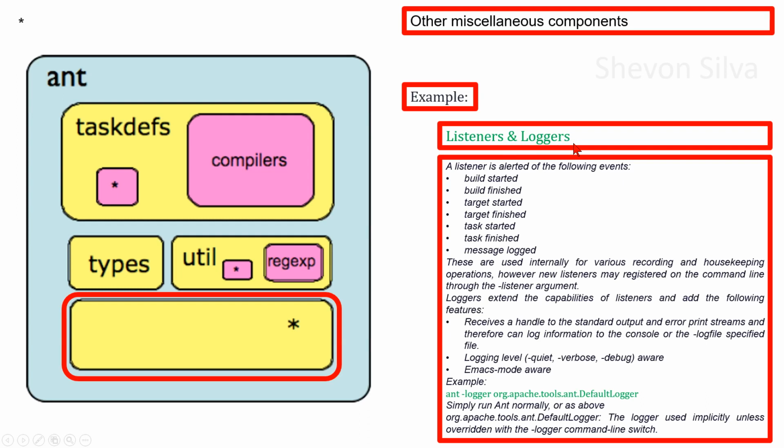Loggers extend the capabilities of listeners and add the following features: receives a handle to the standard output and error print streams, and therefore can log information to the console or the -logfile specified file. Logging level: -quiet, -verbose, -debug, -emacs mode aware.